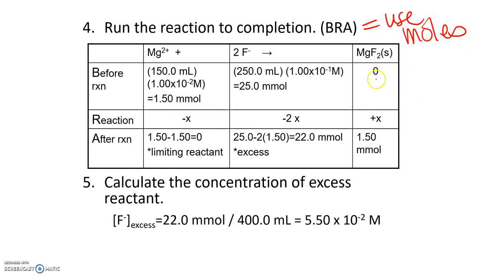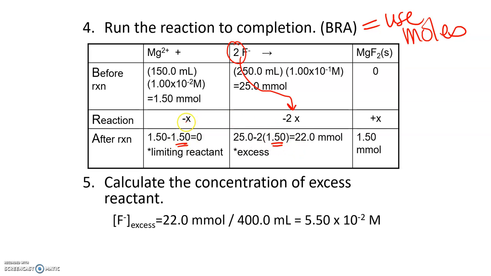Now, again, I apologize for putting it in millimoles, but you can keep it in moles. And we have not formed any solid yet, so the number of moles of magnesium fluoride before the reaction is 0. Just like the ice box, you know the reaction proceeds to the right. So we're going to do minus x, minus 2x because of your coefficient, and then plus x here. Looking at the moles, we have 1.5 millimoles of magnesium and 25 millimoles of fluorine. Because of that, we know that fluorine is going to be in excess, and our x value is going to be 1.5.